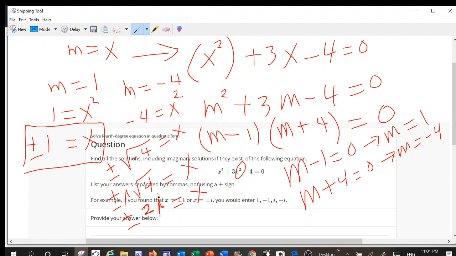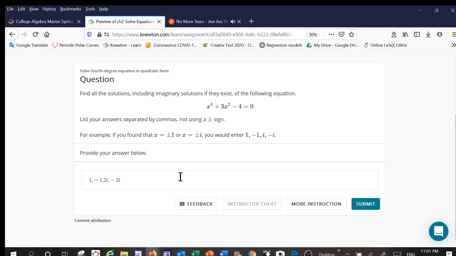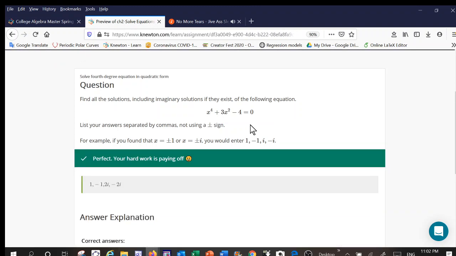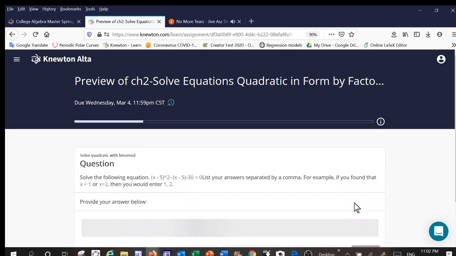Okay? So the solutions are basically these two and these two. And then you list them here, 1, negative 1, 2i, and negative 2i with commas. All right.